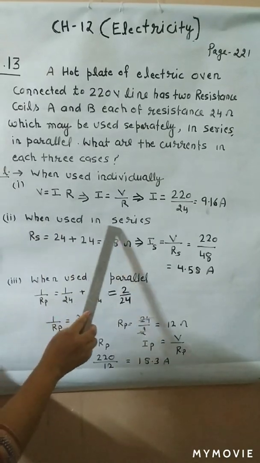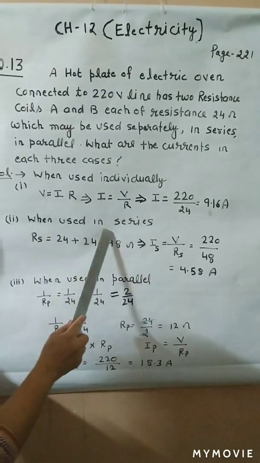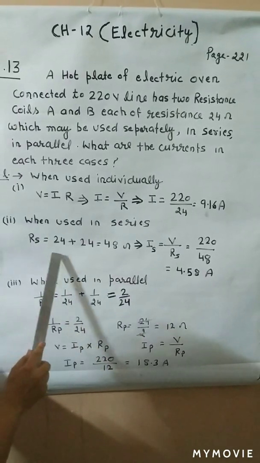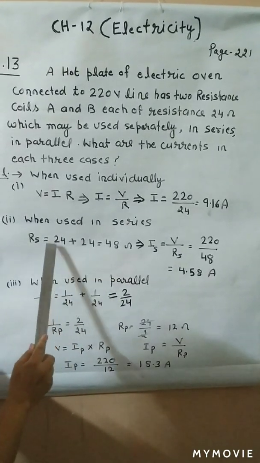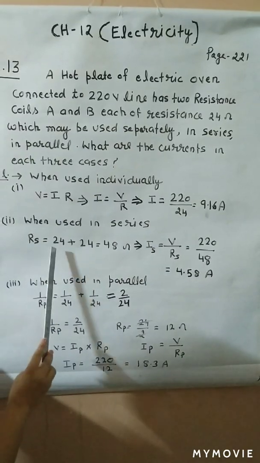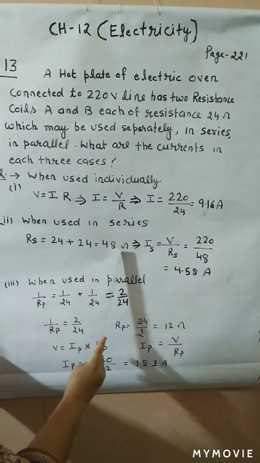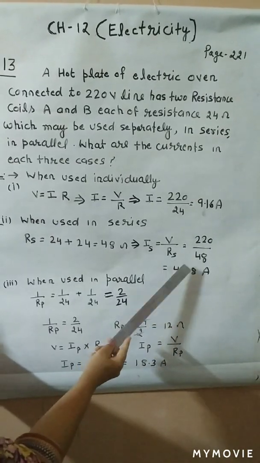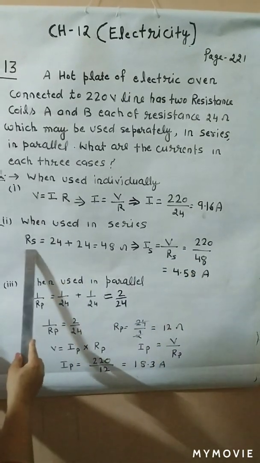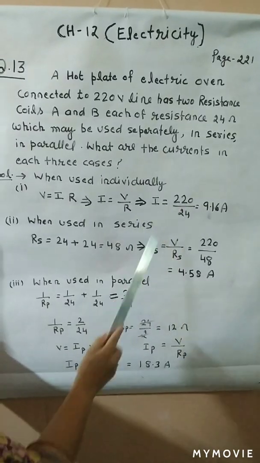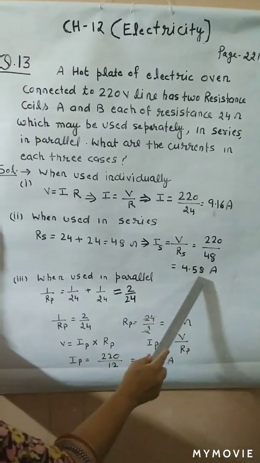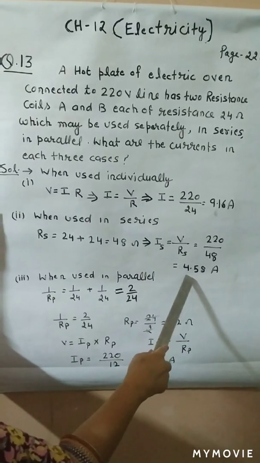Now let's combine them in series. When we combine R1 and R2 in series, we will use the formula RS is equal to R1 plus R2, that is A and B here. So 24 plus 24, 48 ohm. Again by Ohm's law, the current formula is V upon RS. Why RS? Because this time the combination is in series; the last time it was individual, this time in series. So 220 upon 48.